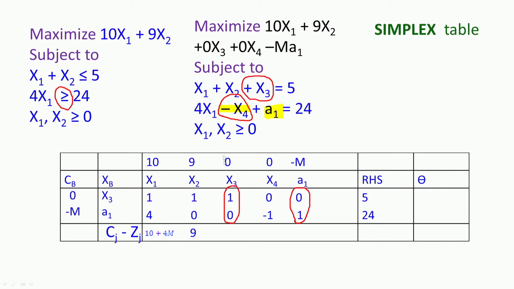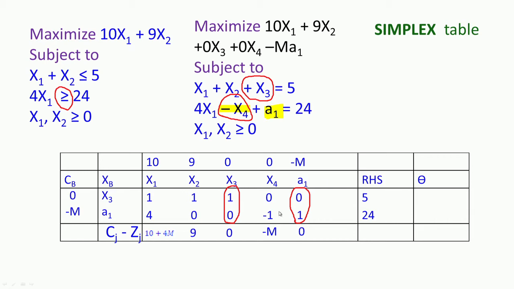For variable x3, the Zj value is 0 into 1 minus m into 0, 0. So, 0 minus 0 will be 0. For variable x4, it is 0 into 0 plus minus m into minus 1 is plus m. So, 0 minus m is minus m. And for the variable a1, it is 0 into 0 minus m into 1 is minus m, minus m minus minus m will be 0.